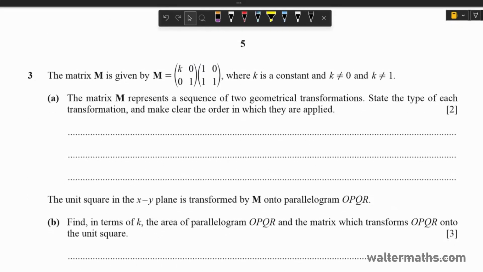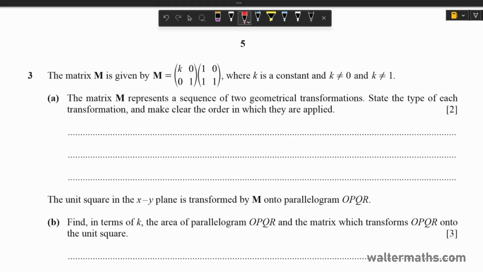Now we're on number 3. It says the matrix M is given by M is equal to K0, 0, 1 of 1, 0, 1, 1, where K is a constant and K is not equal to 0 and K is also not equal to 1. So on part A, the matrix M represents a sequence of 2 geometrical transformations. State the type of each transformation and make clear the order in which they are applied.